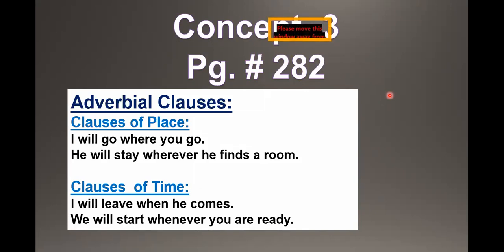This is actually the clause of place and clause of time. Now, what is the purpose of the clause of place? It's actually telling you the where part of the adverbial clause, where something is going to happen. I will go where you go. Okay, I will go with you. Rather than saying "I will go with you," we say "where you go." That is you and go, subject and verb. I will stay where he will stay, wherever he finds a room.